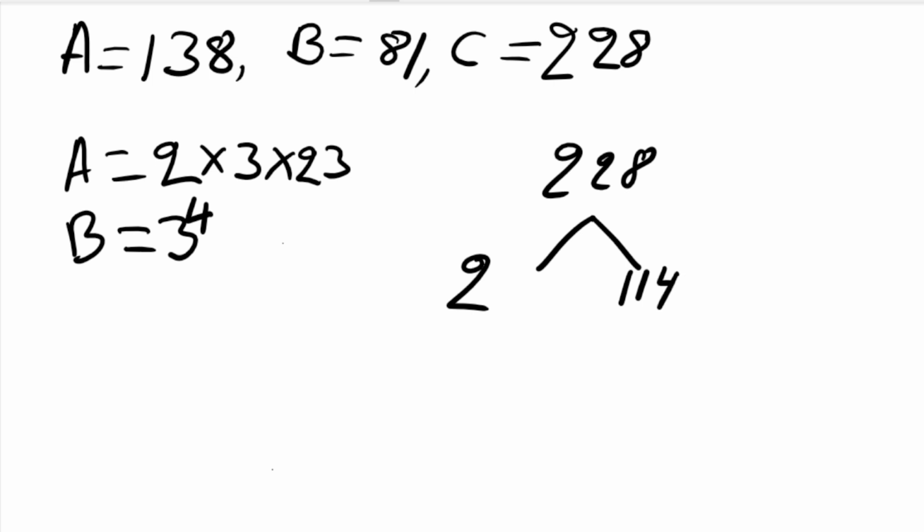114 is an even number, so we divide it by 2, and we get 57.